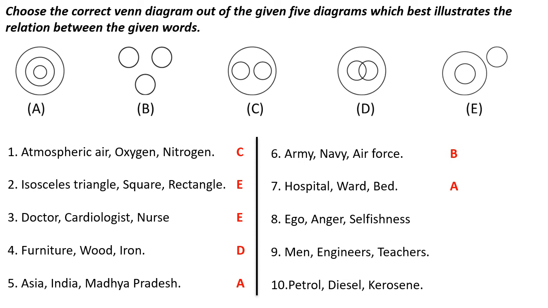Question 8, ego, anger, selfishness. That is option B. These are the 3 qualities in a person and they are not at all related to each other. There is no intersection between them. They are all together 3 different things inside a person. Okay. 9th one, men, engineers, teachers. The answer is option D. Some engineers are also teachers. 10th one, petrol, diesel, kerosene. These are the 3 different fuels. Nothing common in that. It is option B.